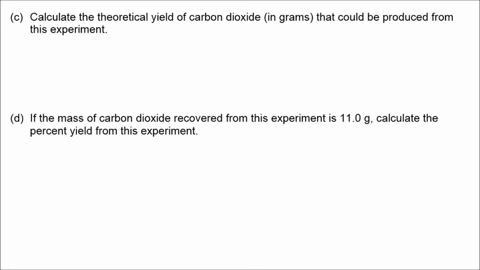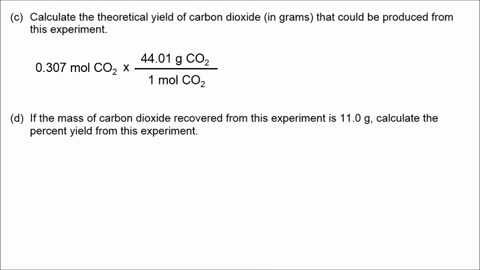Calculate the theoretical yield of carbon dioxide in grams. If we go back to an earlier calculation that came from oxygen, 0.307 moles of carbon dioxide would come from the oxygen in the calculation. All we have to do is convert that to grams. There's 44.01 grams of carbon dioxide per mole. So we get a theoretical yield of 13.5 grams of carbon dioxide. That's 3 significant figures based on what I initially had to begin with.